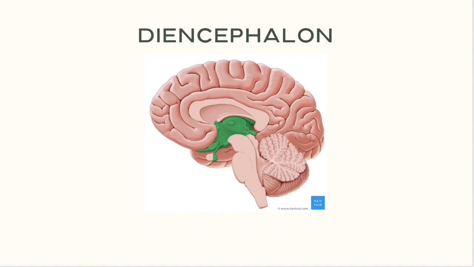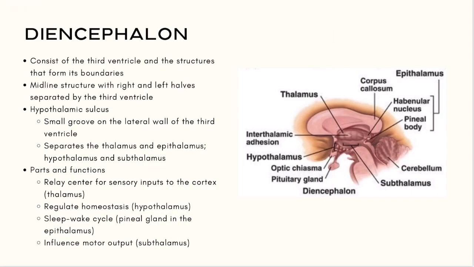Okay, so let's start. Our diencephalon consists of the third ventricle and the structures that form its boundaries. The midline structure, with right and left halves, is separated by the third ventricle. We have our hypothalamic sulcus, which separates the thalamus and epithalamus, and also the hypothalamus and subthalamus. So it's also like the cerebral cortex, divided into two halves. Again, your hypothalamic sulcus is a small groove on the lateral wall of the third ventricle that separates the thalamus and epithalamus, the hypothalamus and subthalamus.